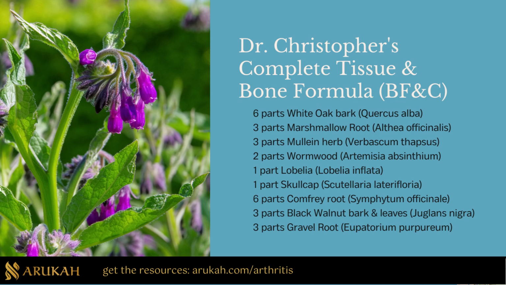Now, this particular formula, Dr. Christopher's Complete Tissue and Bone Formula, consists of 6 parts white oak bark, 3 parts marshmallow root, 3 parts mullein herb, 2 parts wormwood, 1 part lobelia, 1 part skullcap, 6 parts comfrey root, 3 parts black walnut bark and leaves, and 3 parts gravel root.